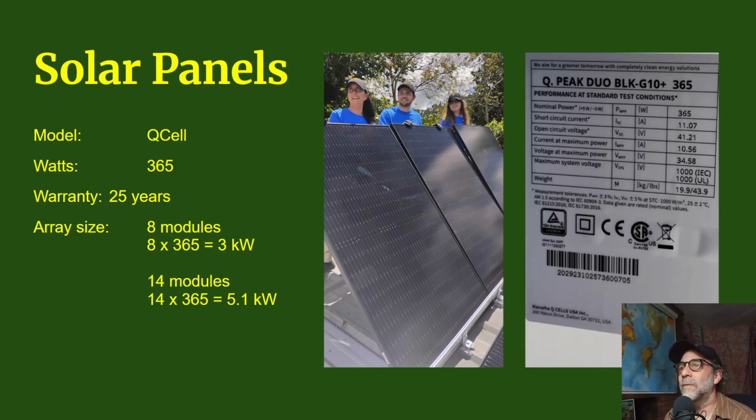Let's take a look at the hardware that we're using in these systems in Puerto Rico. We're using 365 watt panels, and the systems have between 8 and 14 solar panels. You can take the wattage of each panel, multiply it by how many panels to figure out the array size.